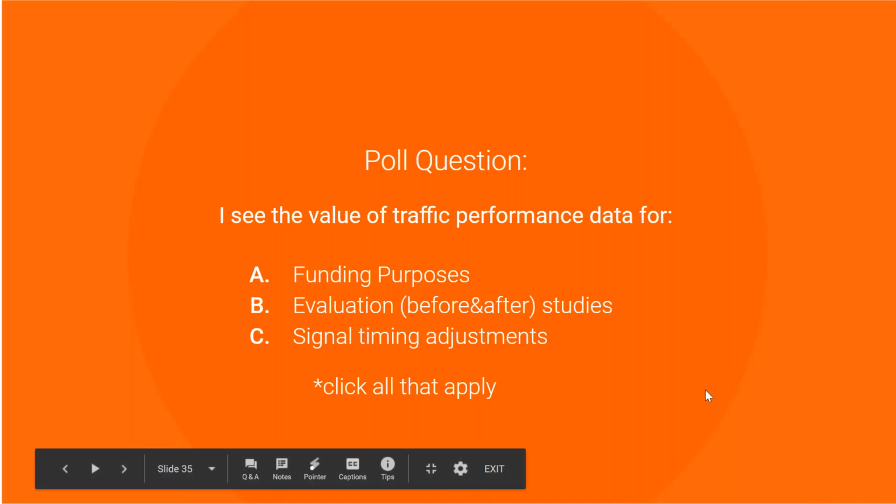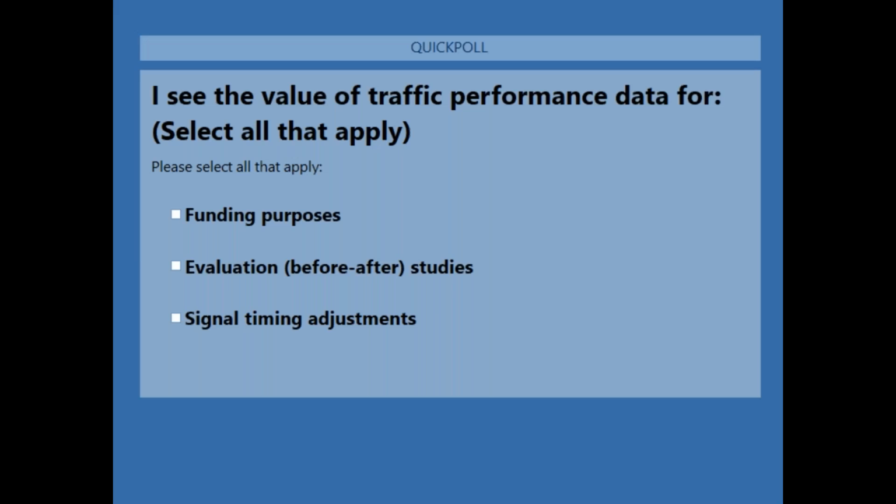We're going to go through a quick poll question here. First of all, thank you very much for listening. We're going to have Q&A after this, but before that, if you could answer the poll question: I see the value of traffic performance data for what? Is it for funding purposes? Do you see it for evaluation before-after studies? Or do you see it for signal timing adjustments?